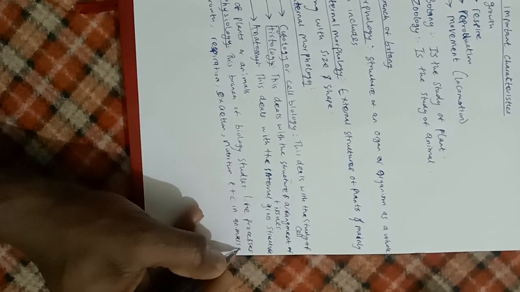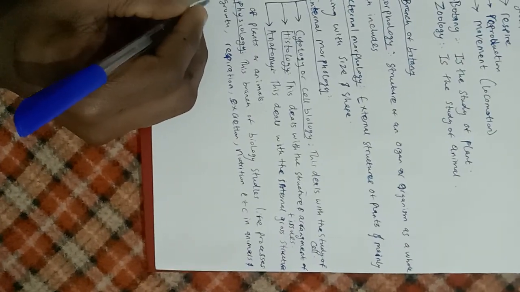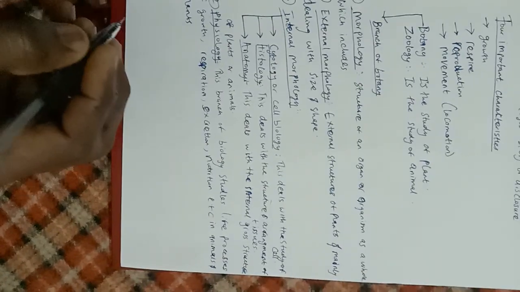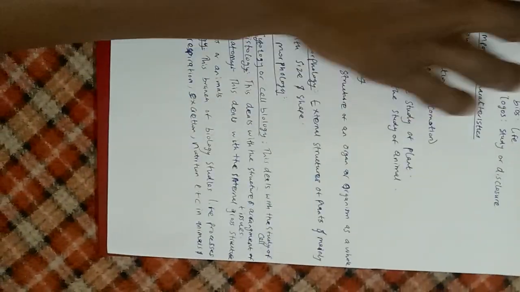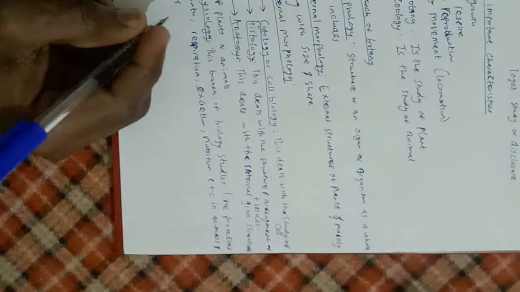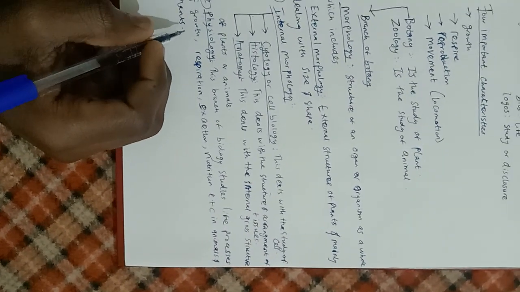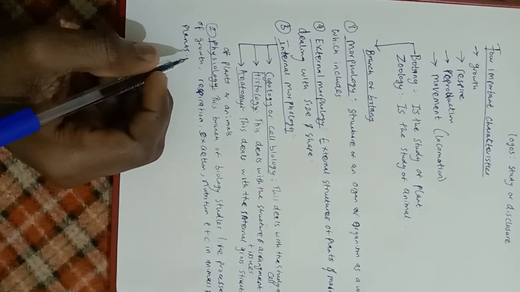So basically, if we say what is the physiology of plant leaves? Plant leaves allow the plant to manufacture its own food, which is called photosynthesis. So that is the physiology of the plant leaf.